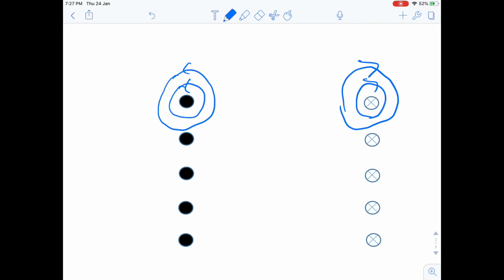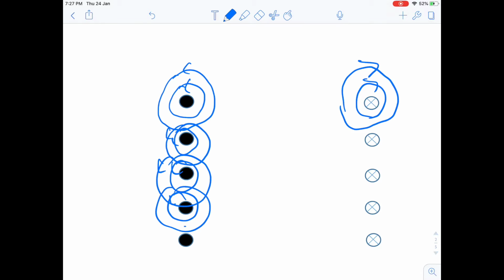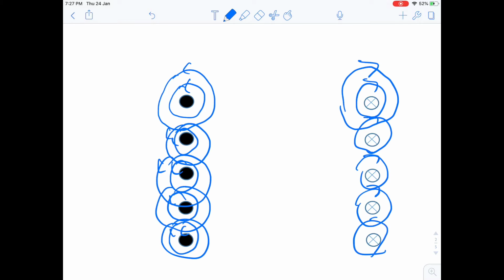So likewise, I can repeat the same thing over here. I can repeat it over and over again, on the left hand side too. I'm getting lazy to draw the extra circles because it's getting messier and messier.